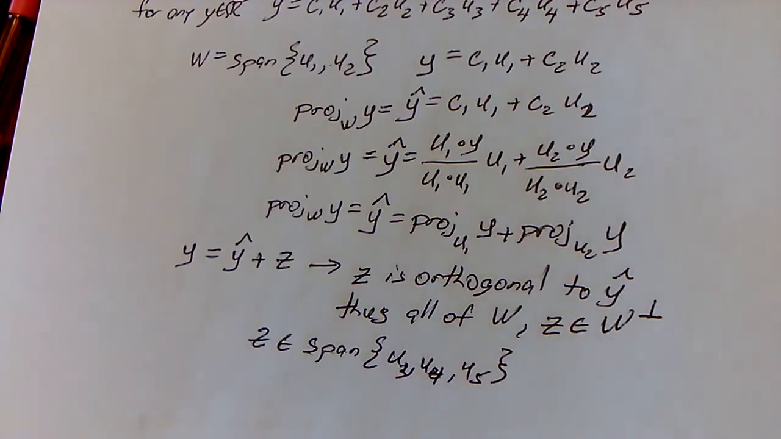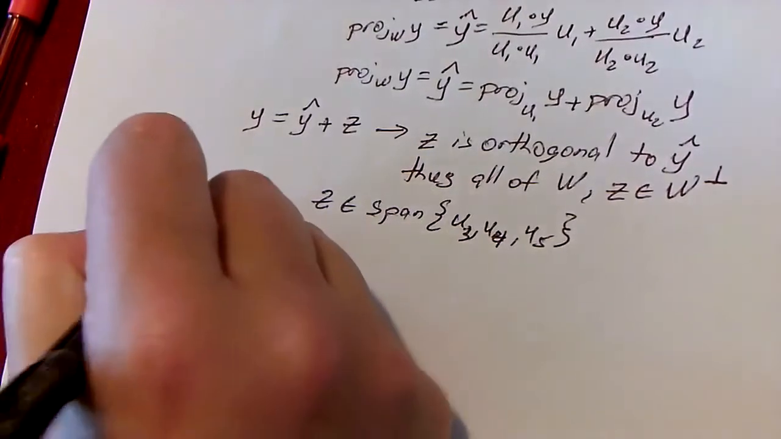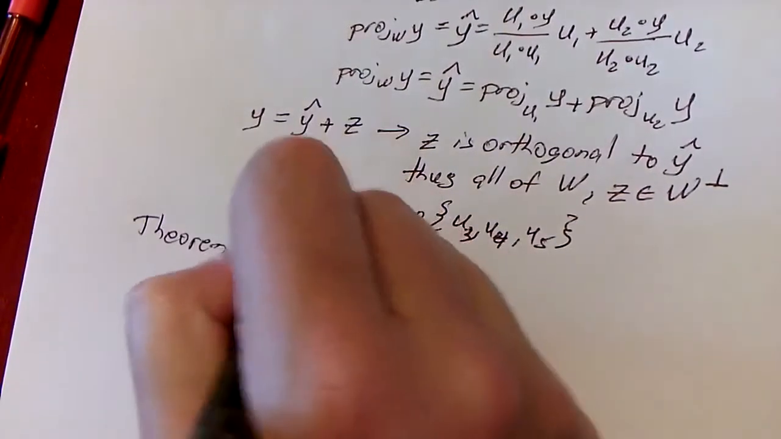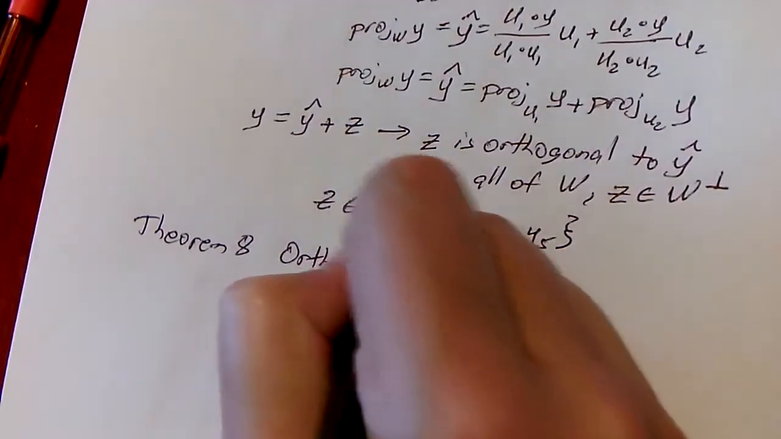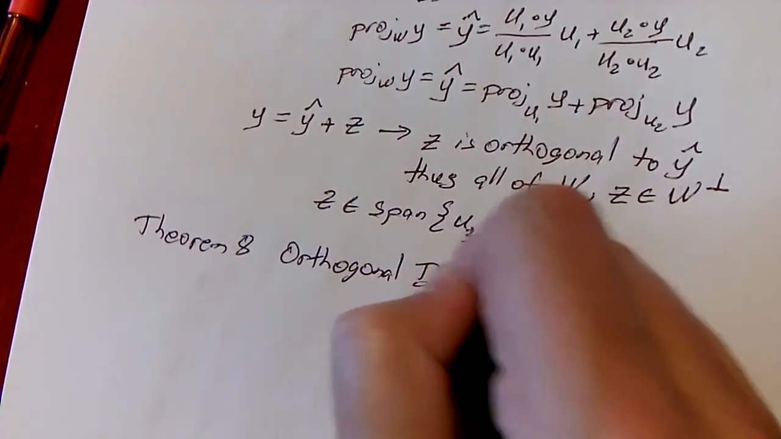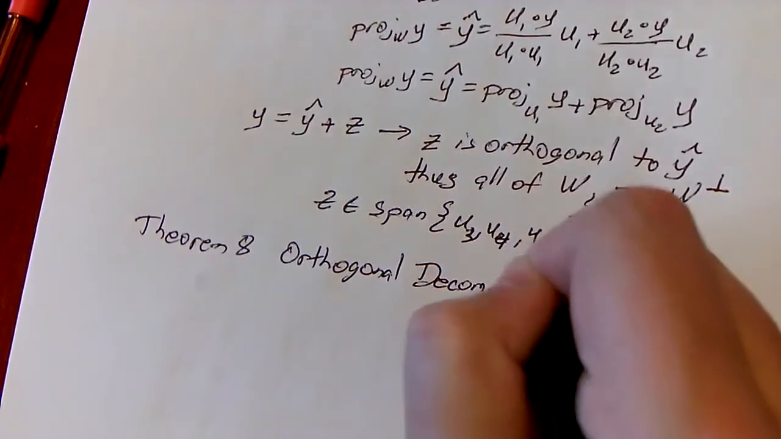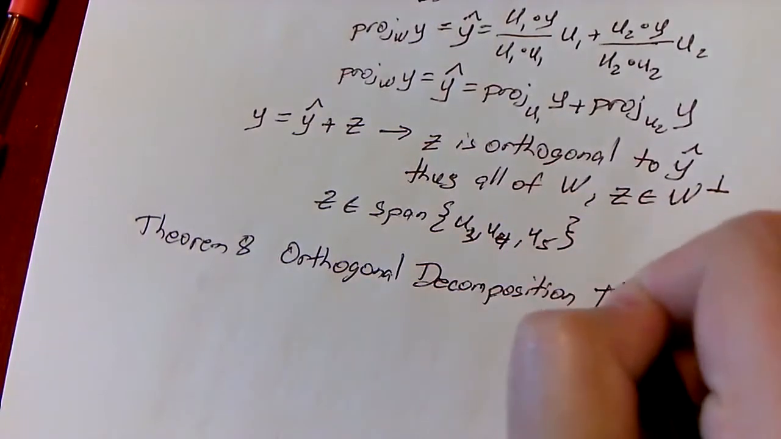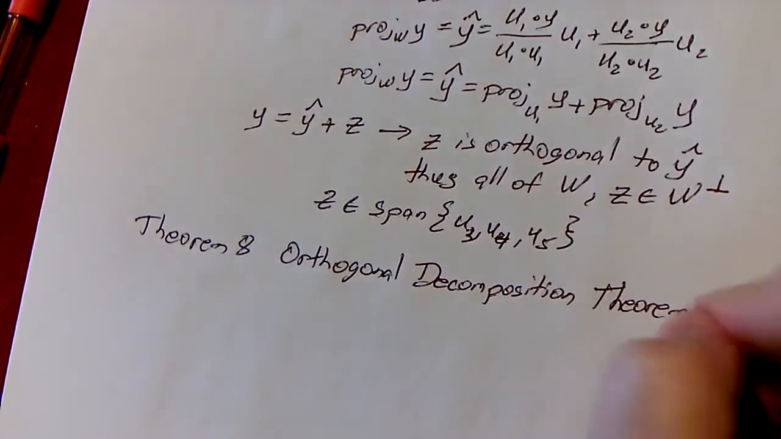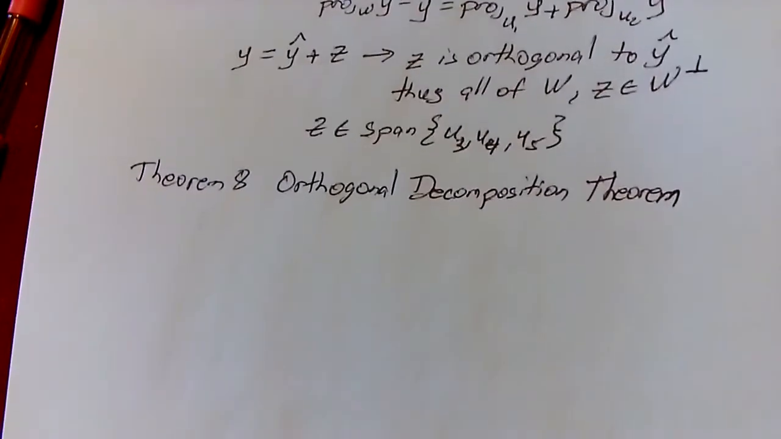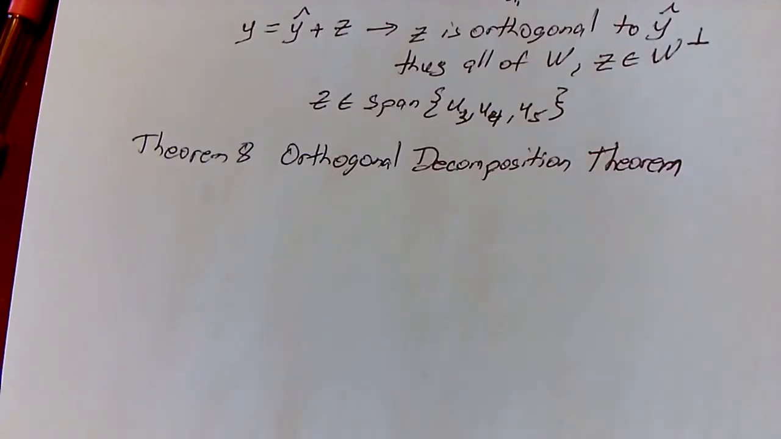Okay? So we go through all of this in order to say we have Theorem 8 here in section 6.3 called the orthogonal decomposition theorem. And what that orthogonal decomposition theorem says is just an encapsulation of what we have talked about to this point.